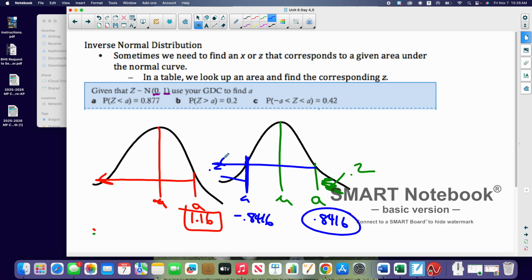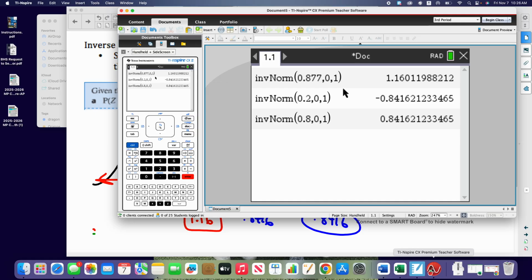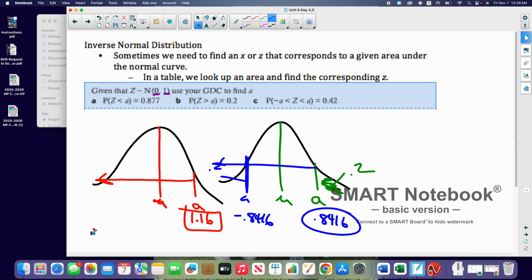So if I were to go back to my calculator and do the same thing, all right? If I go over here, I'm just going to highlight it. I'm going to change the 0.2 to be 0.8. Get the same exact value, but now I get the positive one. All right? So understand this. Whatever area, whatever probability that you give the calculator, it's always going to work less than that area. All right? That's how it's going to work. Good? All right, so let's take a look at the last one here on this page.